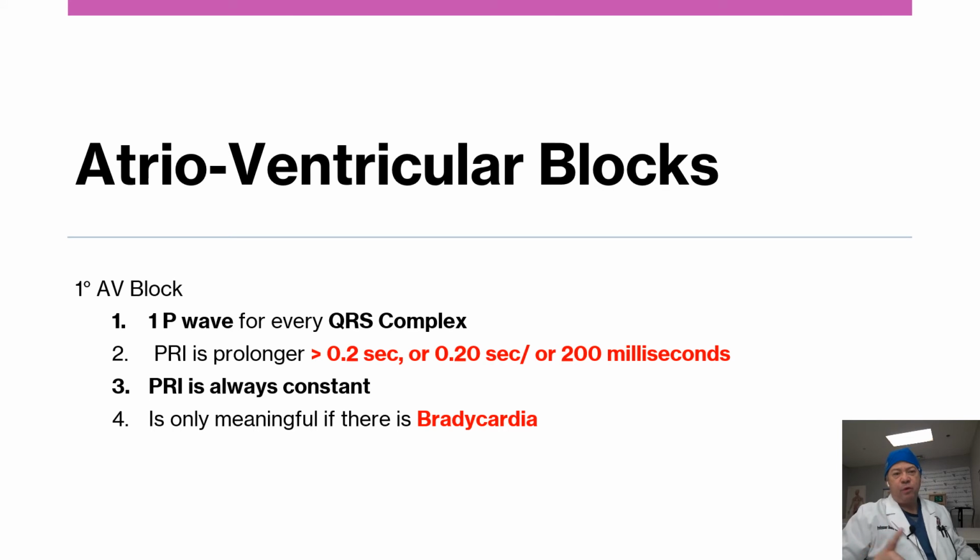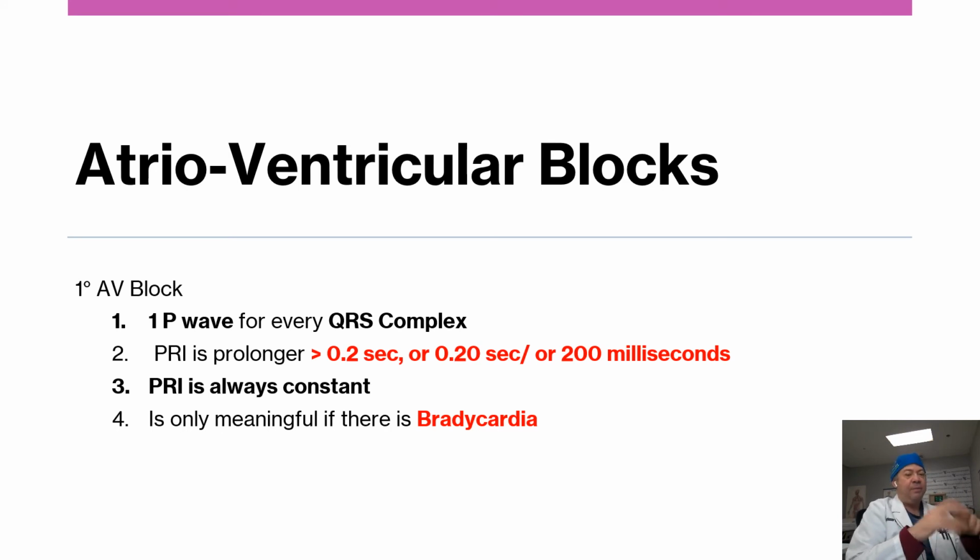Now, let's review. For atrioventricular blocks, first degree AV block, vamos a hacer un resumen para los bloqueos atrioventriculares, en este caso el primer grado. There is always one P wave for every QRS complex. The PR interval is always prolonged more than 0.20 of a second. The PR interval is always constant. It is only meaningful if there is bradycardia. That's when we treat it.